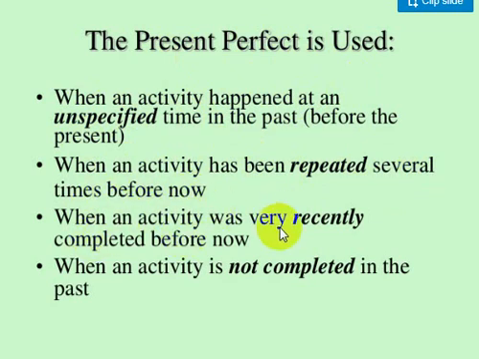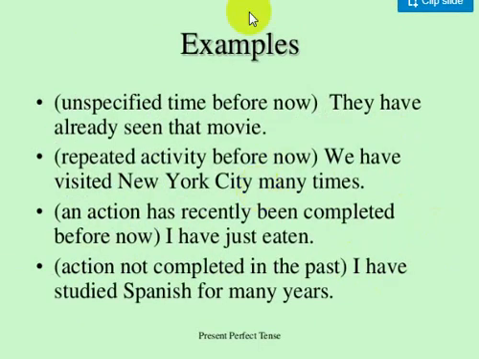When an activity was very recently completed, I have just done my homework. When an activity is not completed in the past, for example, I haven't done my homework yet. Let's see some examples. They have already seen that movie. Here they didn't specify the time, so it is present perfect. We have visited New York many times, or several times, or 3 times. Okay, I use the present perfect.